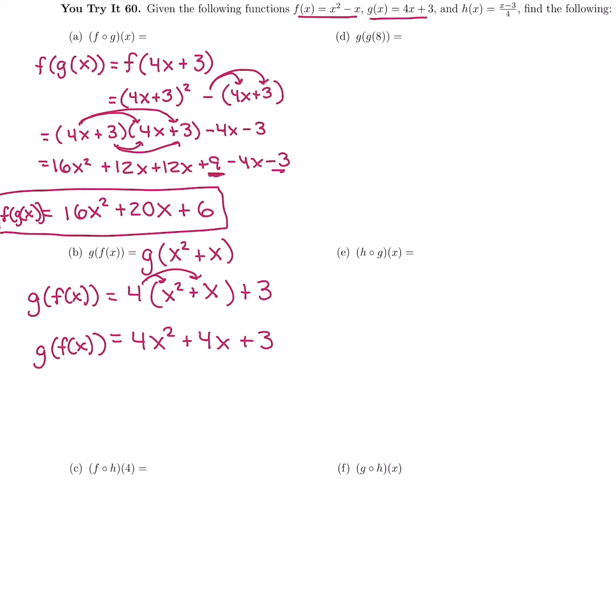We get two different functions. It was easier to find that second one. F of g of x was not the same thing as g of f of x.